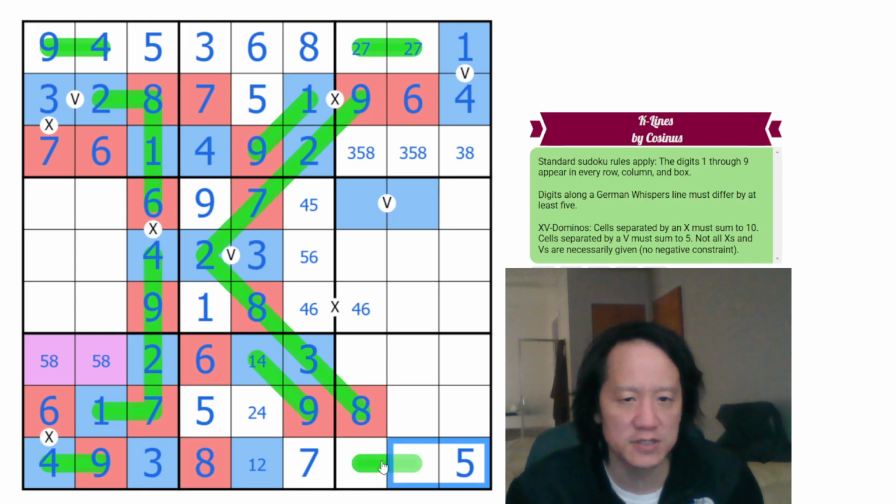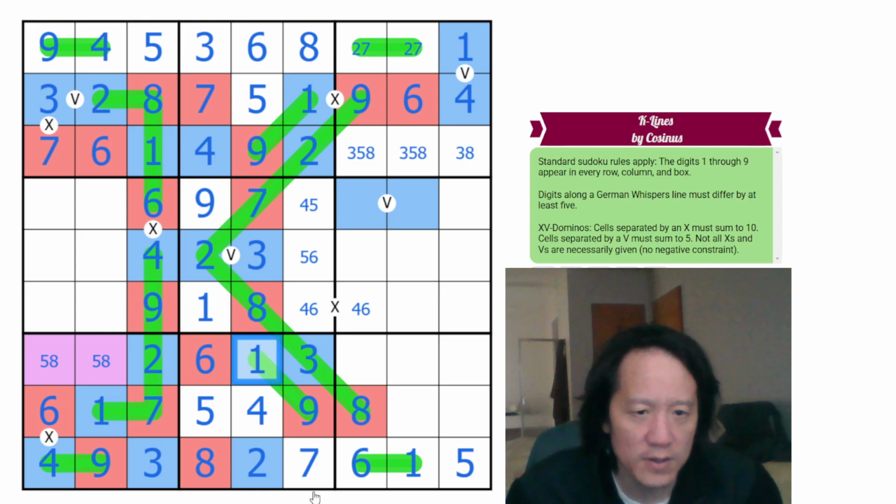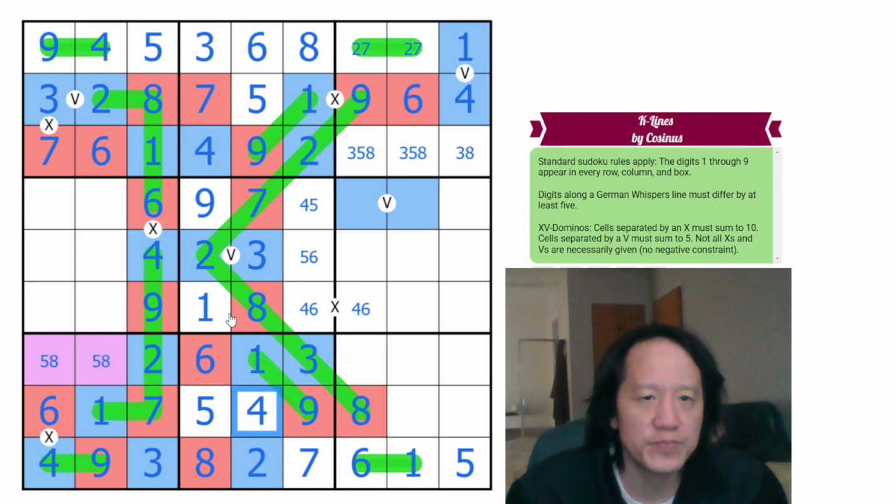Therefore, where is the 6 in row 9? It has to be on the German whisper line. 6 can only be next to 1 on the German whisper line, and this can't be 6, so therefore this must be 6. Which makes this 1, and that makes that 2, which makes that 4, which makes this 1. So this is also low.